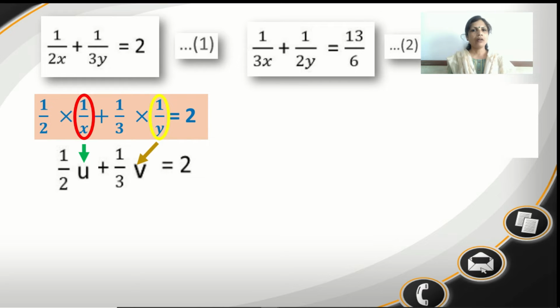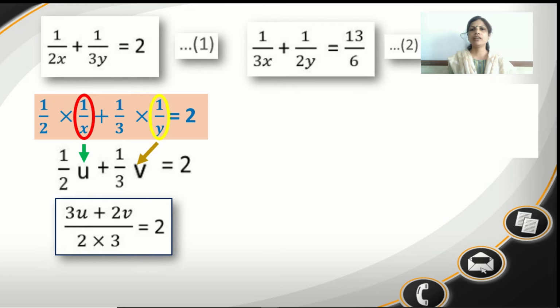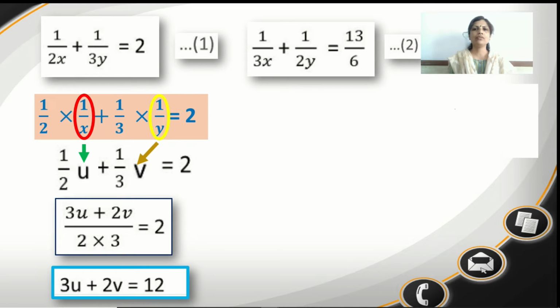Now you all are aware how to solve this because we have the constant terms at the denominator. So let us cross multiply and simplify this. We will have 3u plus 2v upon 2 into 3 is equal to 2. Again solving it, 3u plus 2v is equal to 12. Alright.